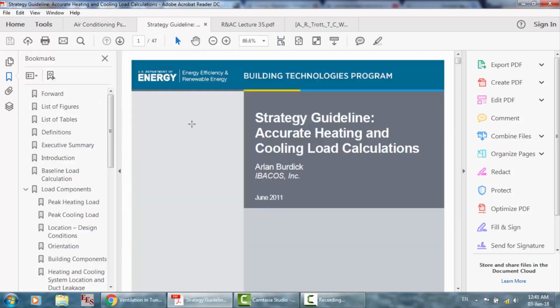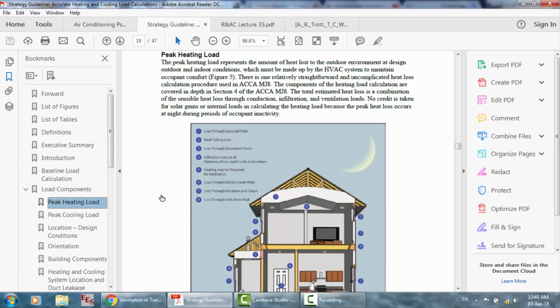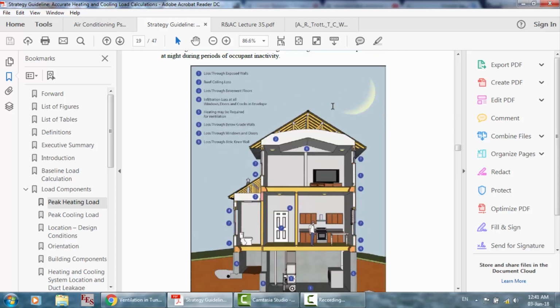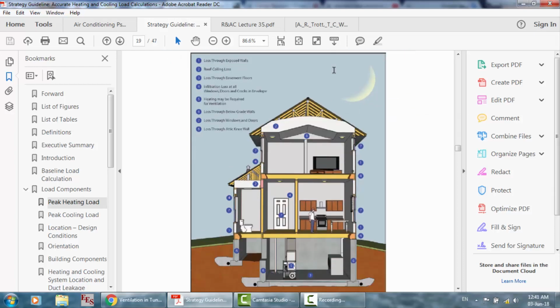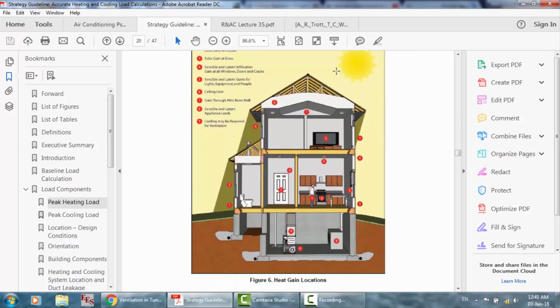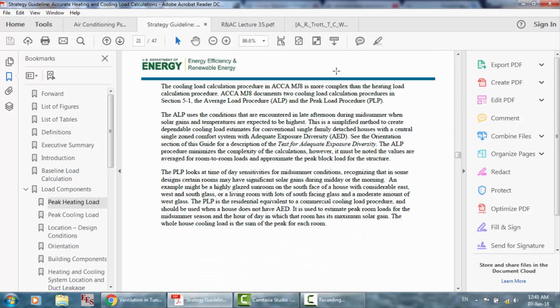Also, we have a strategy guideline, accurate heating and cooling load estimations. We have here the peak heating load. The peak heating load represents the amount of the heat loss to the outdoor environment at design outdoor and indoor conditions, which must be made up by the HVAC system to maintain the occupant comfort. Okay, so it's during the night. But the cooling loads are during the daylight.